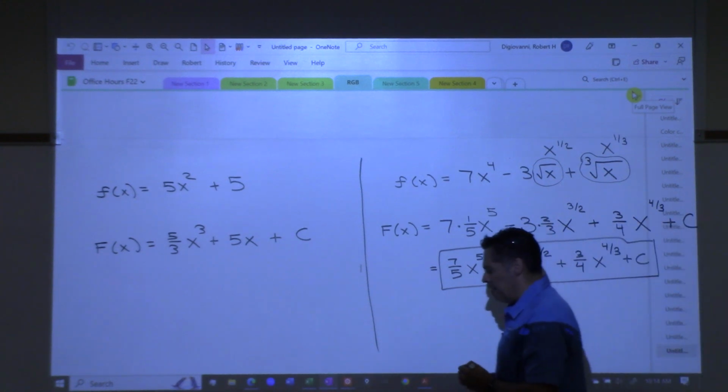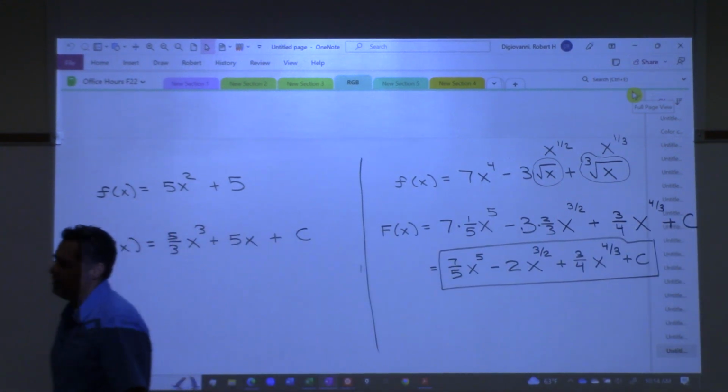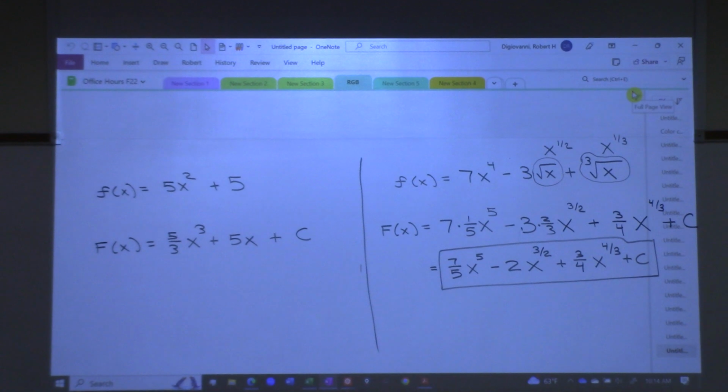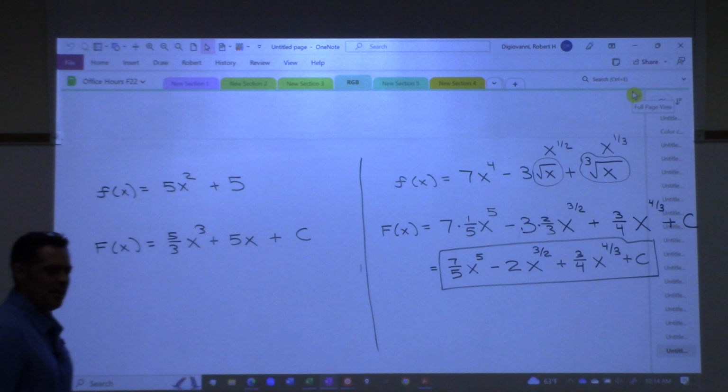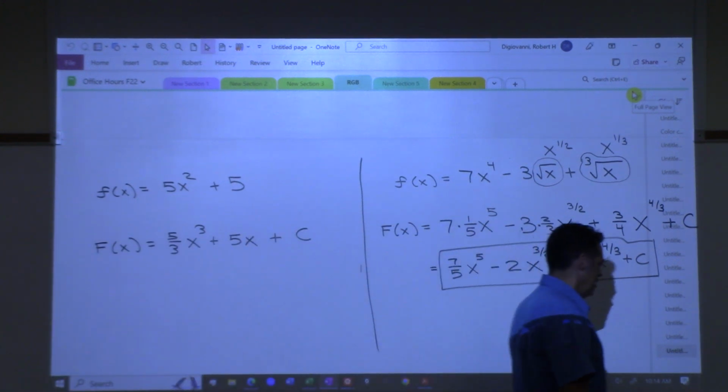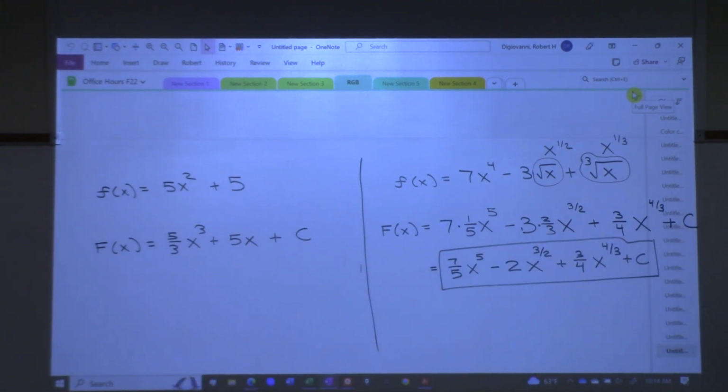Does anybody have any good news? I mean, in terms of like checking your answer. There's actually some good news here, isn't there? You can always check your answer and see if you got it right. How? Take the derivative, right? Take the derivative. If the derivative of that gets you back what you started with, then you have the right answer, right? That's good. Any questions? No?